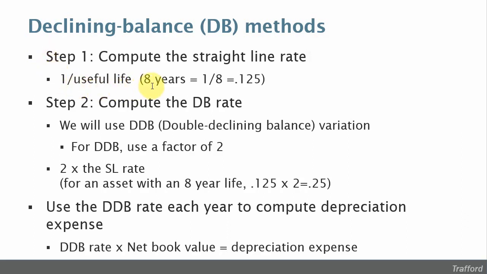If instead your asset has an 8-year life, the straight line rate is 100 divided by 8, double that, and the DDB rate, the rate that you multiply by net book value, would instead be 25%. So the double declining balance rate depends on the useful life of the asset. Let's do some computations to illustrate this.